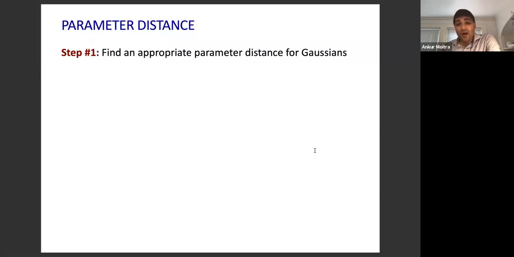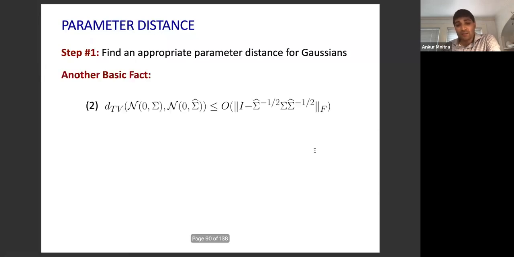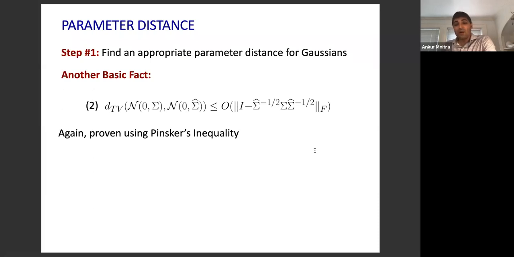So first, I want to find an appropriate parameter distance. And I can do the same type of thing: if you again use Pinsker's inequality and you come up with an upper bound on the total variation distance, this turns out to be the right expression. If you have two Gaussians which both have 0 mean, and you want to know how close they are in TV, well, you want to use this expression on the right-hand side, which kind of looks like the ratio of their variances in all directions. This is called the Mahalanobis distance. It's proven using Pinsker's inequality.